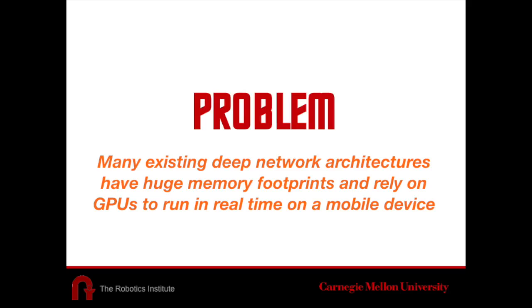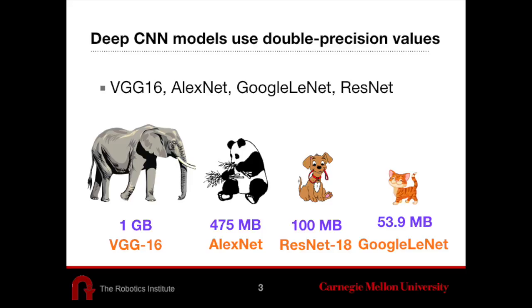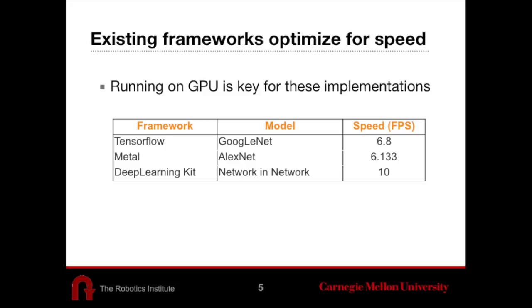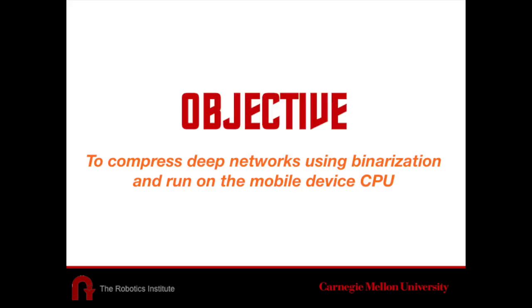Existing convolutional neural network frameworks use double precision floating point values and therefore have a huge memory footprint. Here we present a comparison of trained model sizes of some common image classification networks. Currently, CNN frameworks optimize for speed on small CNN models. PixieNet is aimed at compressing existing trained models and running them quickly on an iOS device.